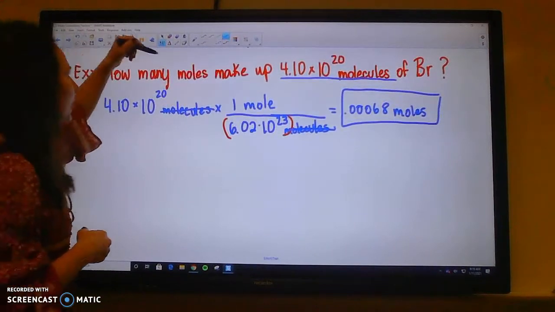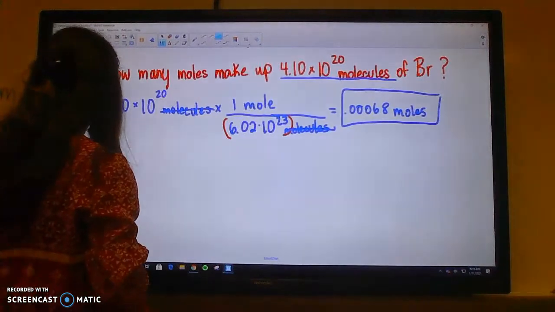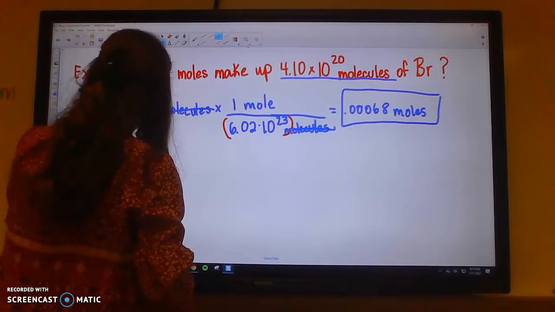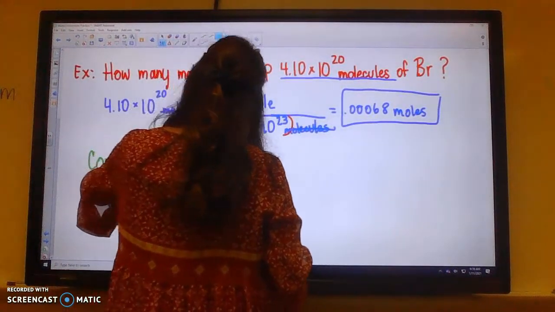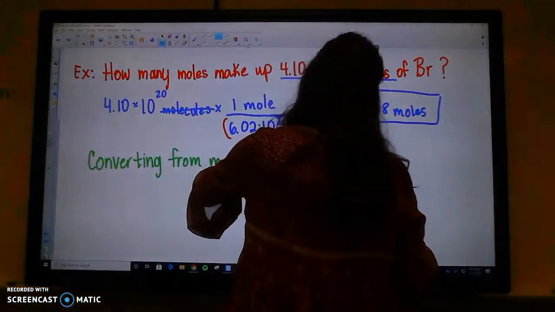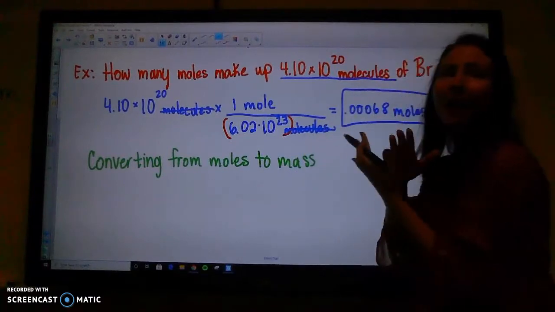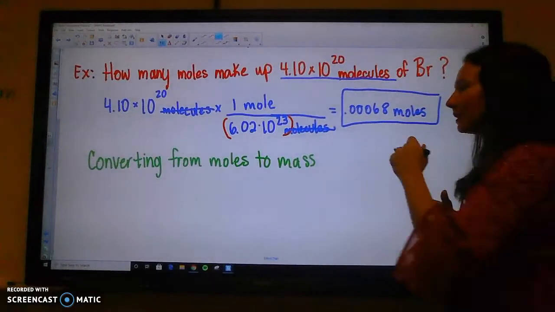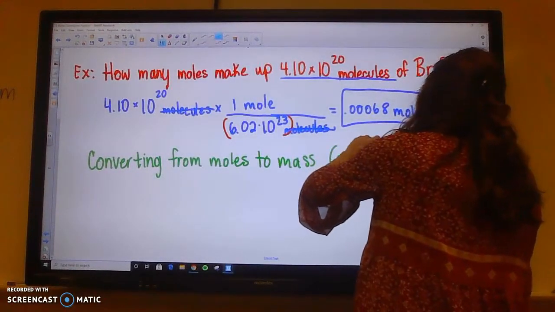So now we're going to do a new heading. And I guess I'm going to change colors because I just used blue. So now we're going to convert from moles to mass and vice versa. Remember, mass is not an actual unit. We measure mass in grams. So I'm going to put grams in parentheses beside it.